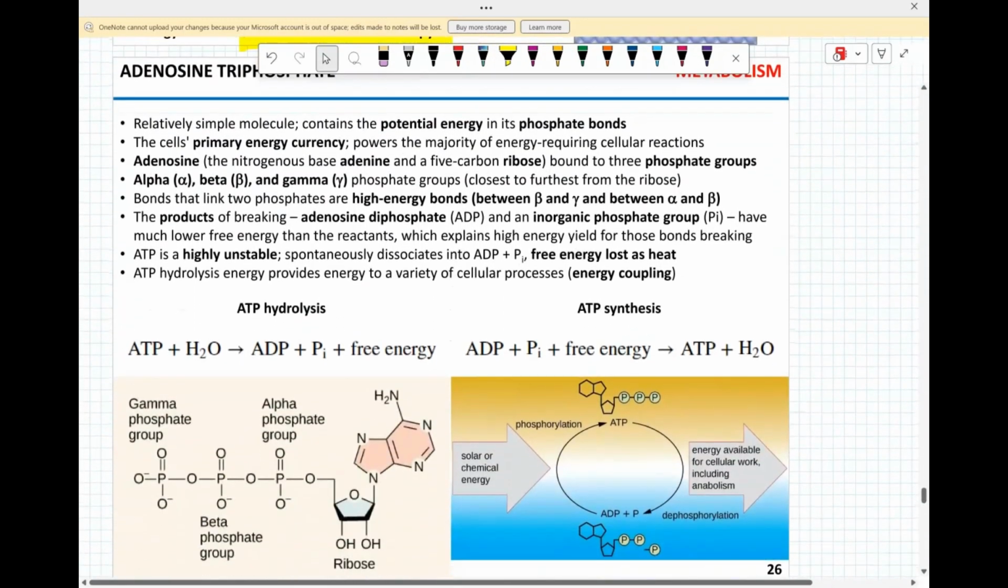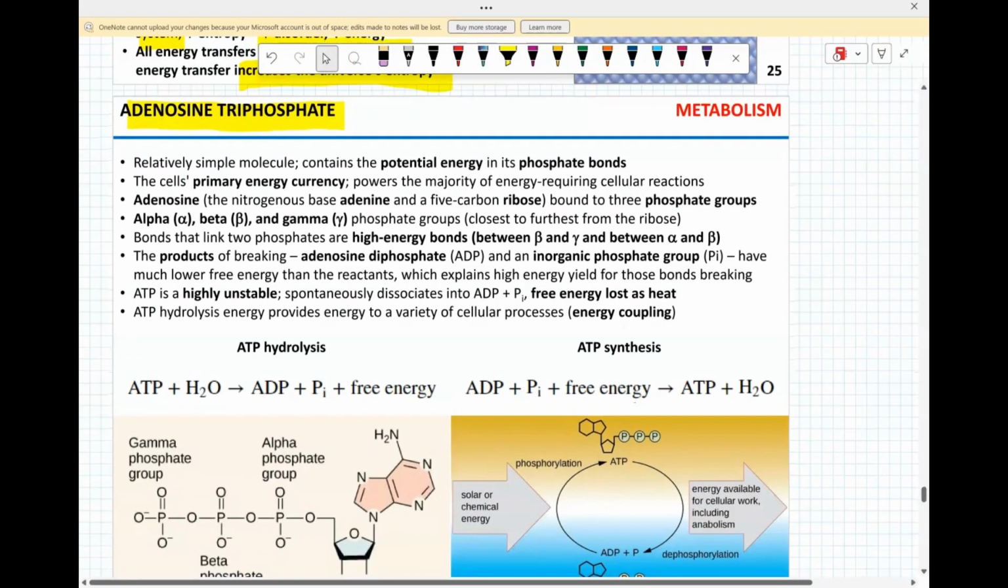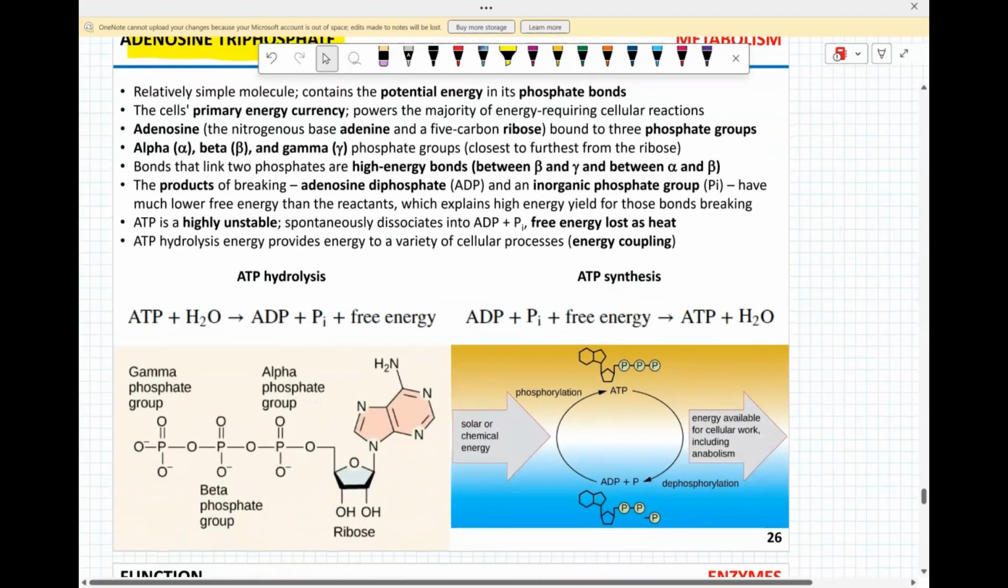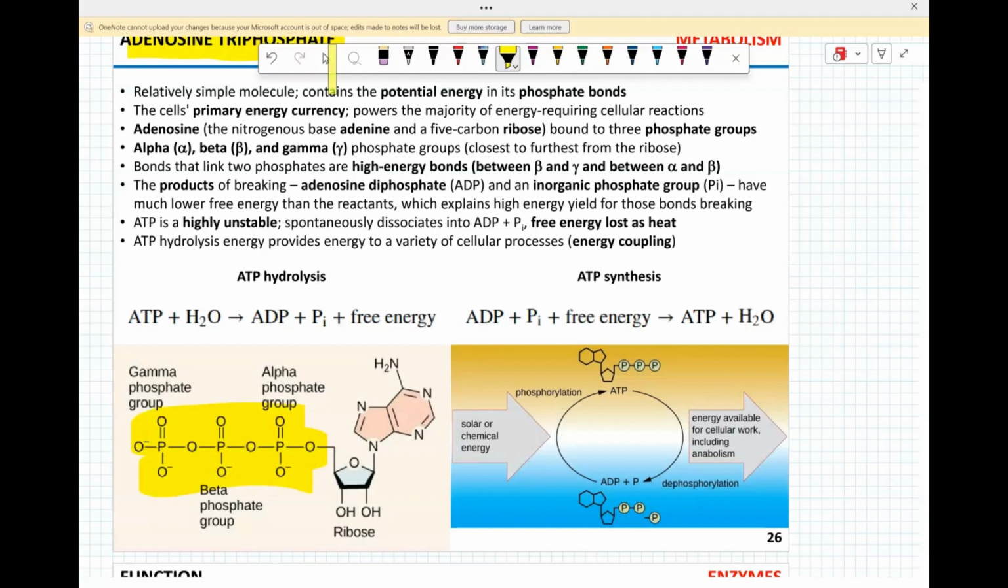Now, the key molecule that is responsible for energy transfers in the cell is adenosine triphosphate, or ATP. It's a relatively simple molecule which stores potential energy in its phosphate bonds. ATP is the primary energy currency of the cells. It powers the majority of cellular reactions and makes it easy for cellular reactions to retrieve energy.